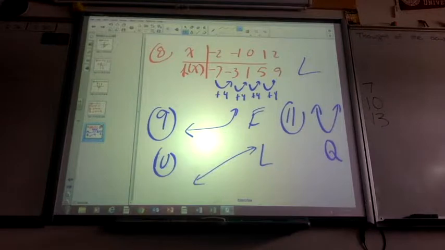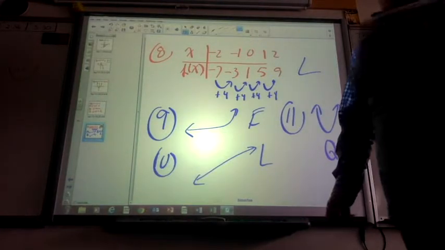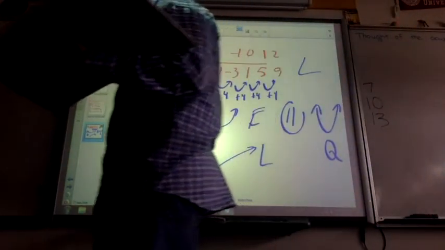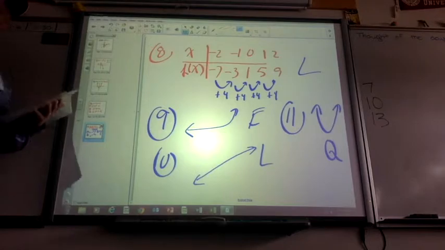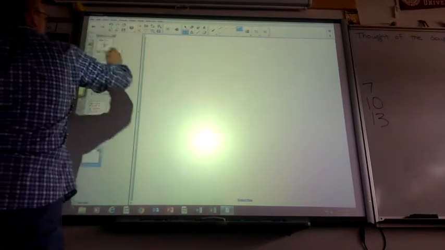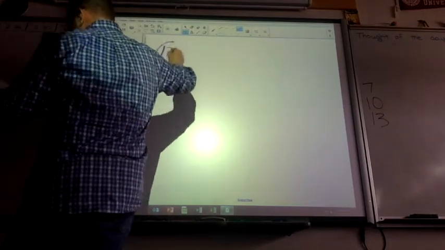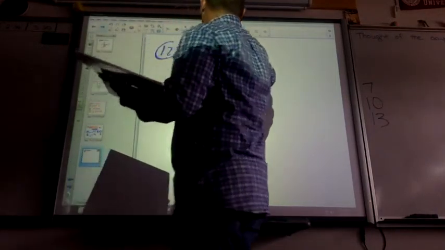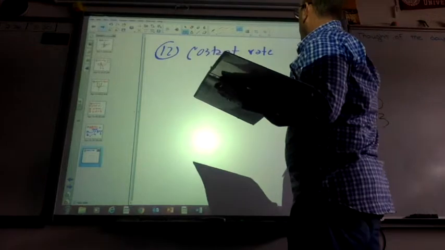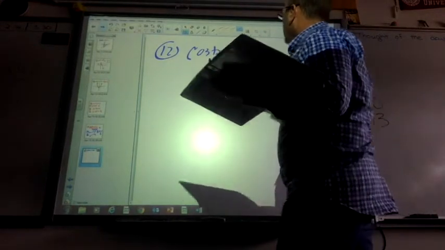Problem number 12. The key there says the function is increasing at a constant rate. Constant rate is same idea as rate of change. Rate of change is the same thing with slope. You have a constant slope, it has to mean you're dealing with linear. So problem number 12 says, hey, we have a constant rate. That means the slope is the same. So that definitely is linear.